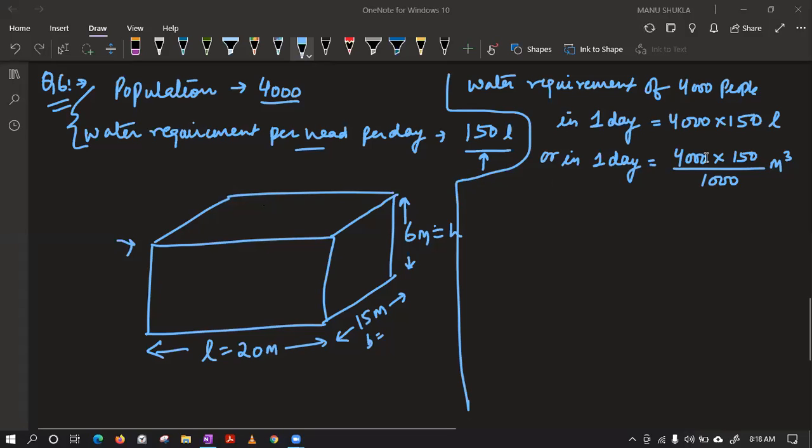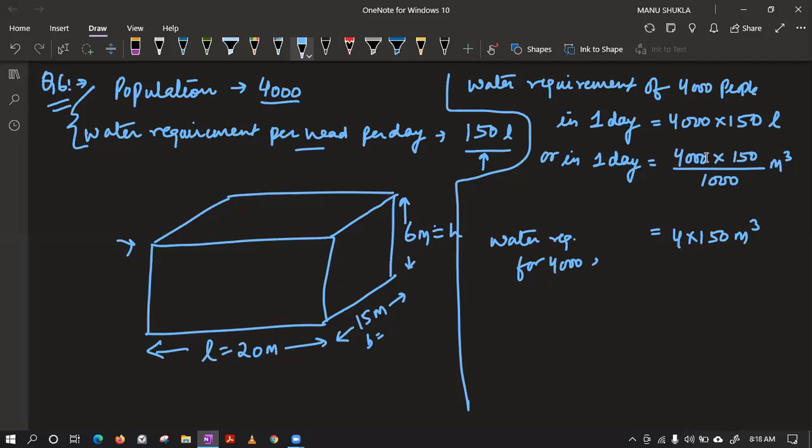4 into 150. So this was the benefit of not cutting this. 4 into 150 meter cube. This is the water required for 4,000 people in one day. So we have got this thing.